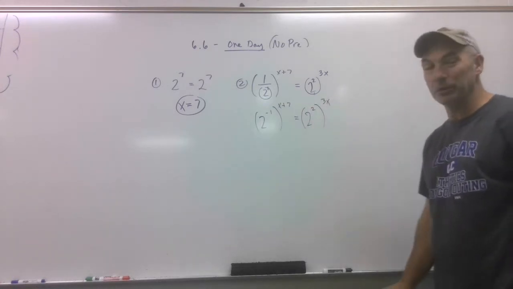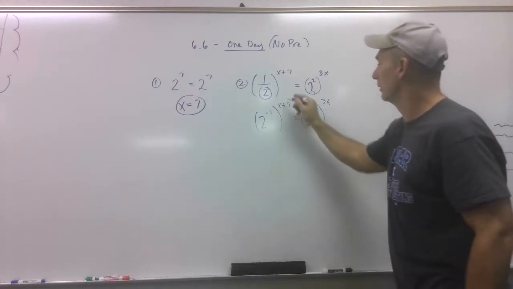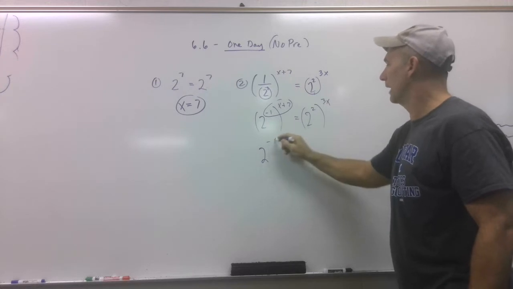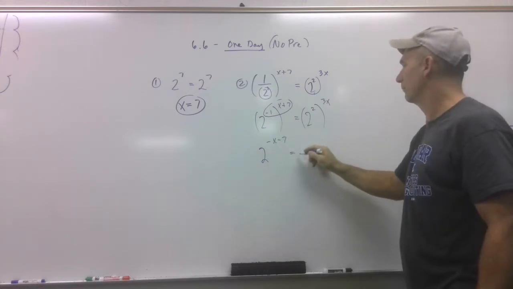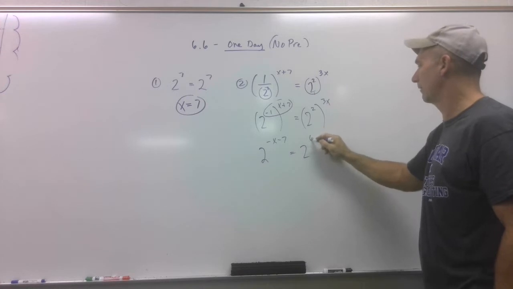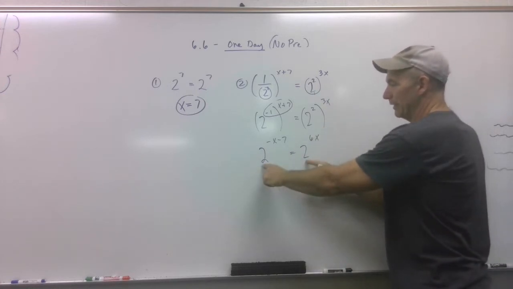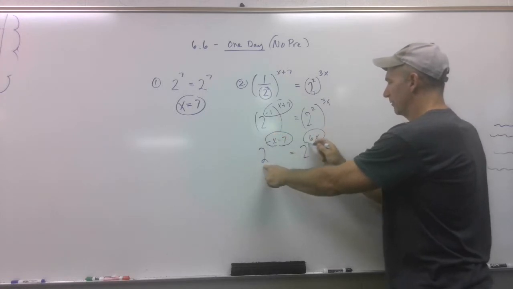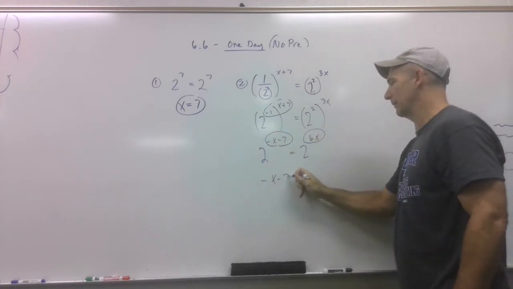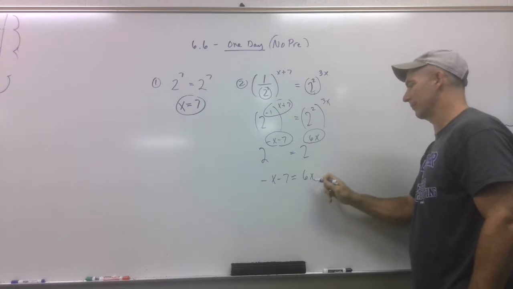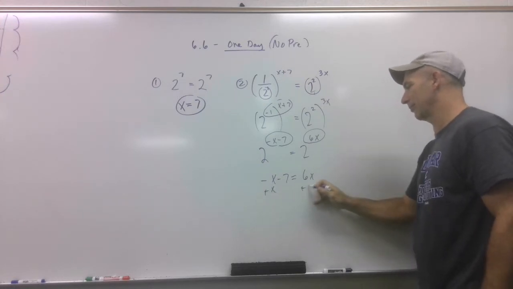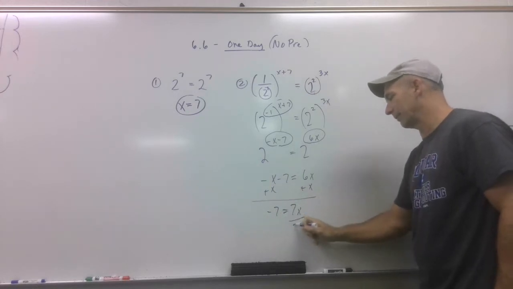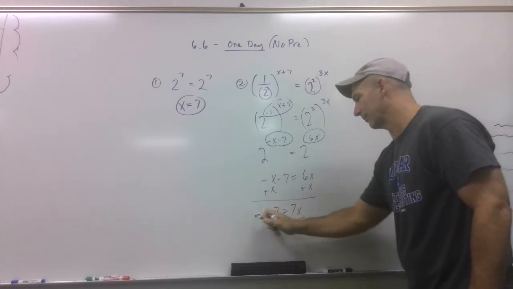Now you got to remember your basics. When you raise a power to a power, what do you do to these powers? You multiply. So I get 2 to the -x minus 7 equals 2 to the 6x. Remember, when these bases are the same, this has to be the same as this. -x minus 7 has to equal 6x. I'm going to add x. It's just a simple math problem now. So -7 equals 7x. Divide by 7, divide by 7. x is -1.